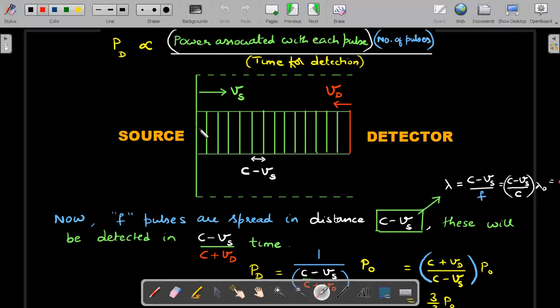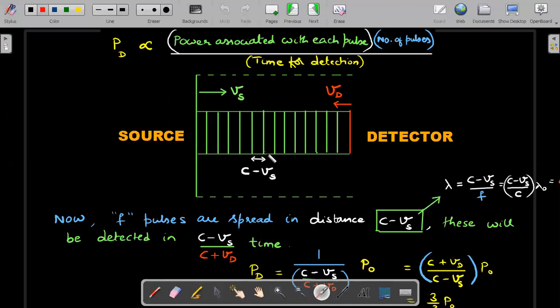Now what happens when the source moves towards the right, the f pulses that it emits will not be distributed in c meters because it moves forward as it emits. There will be a gap that is reduced. So now the gap would be not c meters but c minus Vs meters, because in every 1 second sound travels c meters, but the source also moves forward and cramps up all those pulses in a gap of c minus Vs. That's why we say the wavelength reduces here.